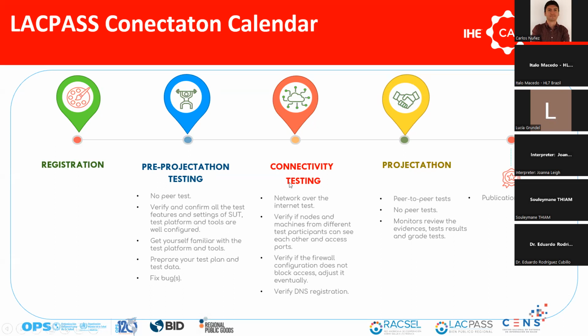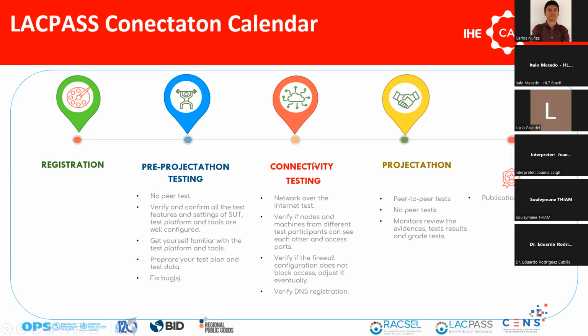So they need to do these connectivity tests to make sure that they have access to the regional node, access to the mediator, and access to all the tools we will use in the testing room in Sao Paulo. They need to perform some network testing and make sure that everything is okay. The goal of this webinar is to show them the process on how to perform the connectivity testing. This is just for the participants that are participating remotely in the LACPASS Connectathon.